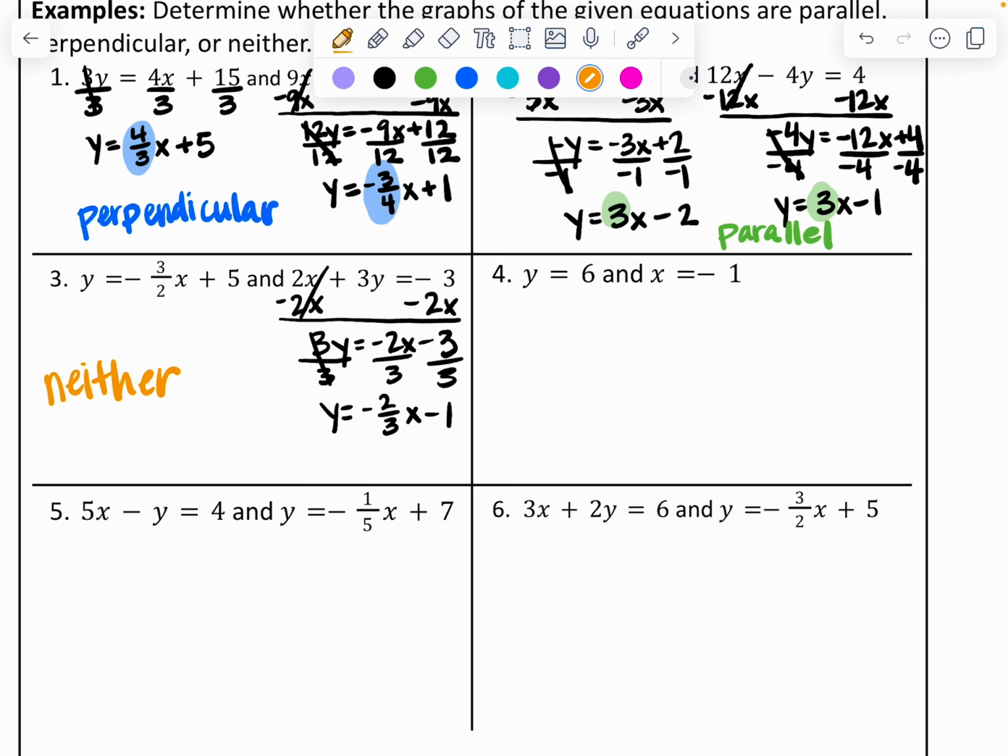Number 4, y equals 6 and x equals negative 1. So looking at these equations, we should know what the slopes are because remember our acronyms, HOY and VUX. So when I see an equation with only y in it, I'm going to think of HOY, which is a horizontal line with a 0 slope crossing the y-axis. So the slope for this equation is 0.